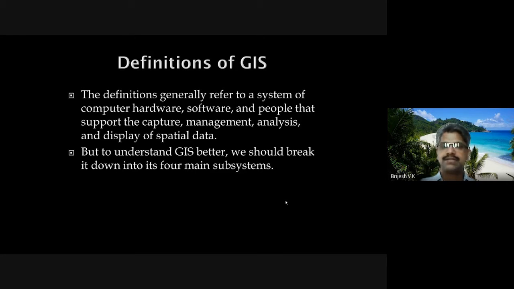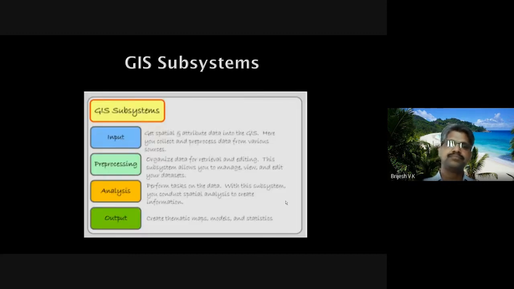But in order to understand GIS better, we should break it down into its four main subsystems. That is, beyond a computer-based hardware and software system, what are the functions that a GIS fulfills? In order to understand that completely, we have to see what the major subdivisions or subsystems of a geographic information system are. So these are the GIS subsystems. That is the four main functions a GIS is supposed to do. Okay, so what are those?